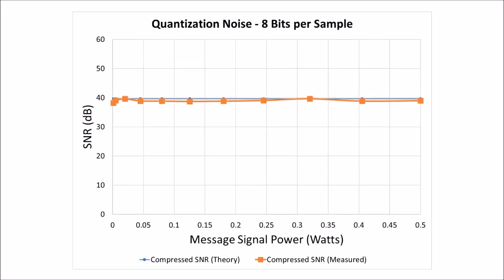I collected the information on the previous slides. Again, this is quantization noise, 8 bits per sample using mu law compression with a mu factor of 100. The message signal power across the bottom axis. Up the vertical axis is the signal to noise ratio. I use the equation discussed in the notes for calculating the signal to noise ratio with a mu law compressor, and that's the thin blue line that you can just barely see a bit of. And the orange line is the results I found from my numerical measurements.